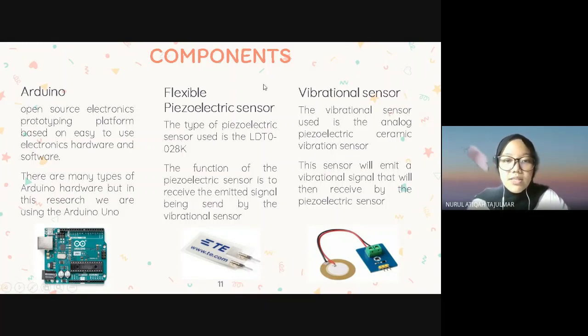The next component is the flexible piezoelectric sensor. The specific type that we use in this project is the LDT0028K. The function of the piezoelectric sensor is to receive the emitted signal sent by the vibrational sensor. The next component that we have here is the vibrational sensor. The specific type of vibrational sensor that we use is the analog piezoelectric ceramic vibration sensor. This sensor will emit a vibrational signal that will be received by the piezoelectric sensor. So the vibrational sensor emits the signal, and the flexible piezoelectric sensor will receive the signal.